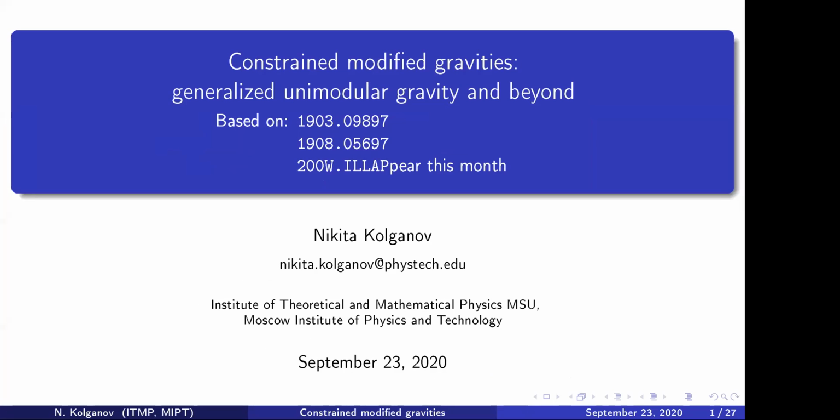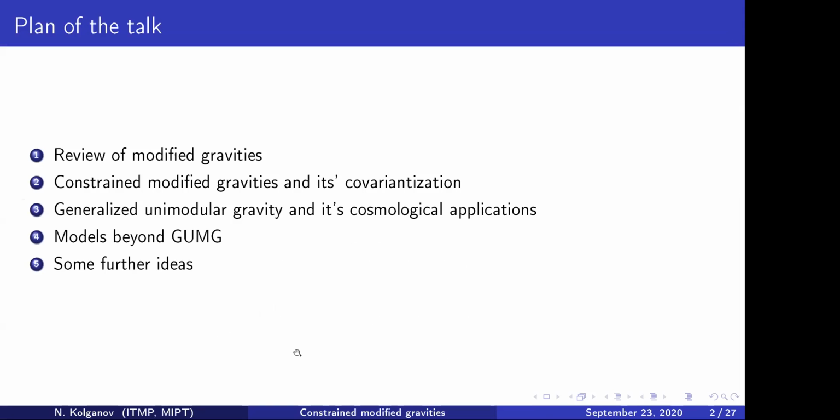In today's talk, I would like to discuss particular modified gravity theories, which I call constraint modified gravities. A particular and maybe known class of such theories is the generalized unimodular gravity theories. This is the plan of my talk. First of all, I would like to review well-known modified gravities, their motivations, and some other features. Next, I would like to define what the constraint modified gravities are. Further, I'm going to quantize such theories because in the original setup it is not a general covariance theory.